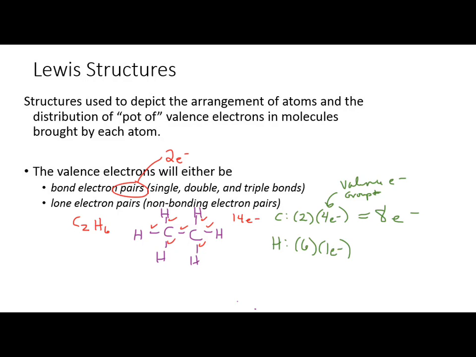You figure a hydrogen is like the simplest element there is, so it has 1 proton and 1 electron, and that 1 electron is a valence electron. Okay, so 6 times 1 is equal to 6.